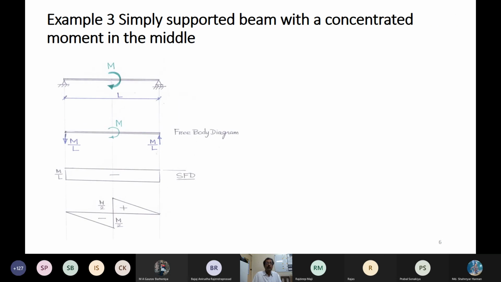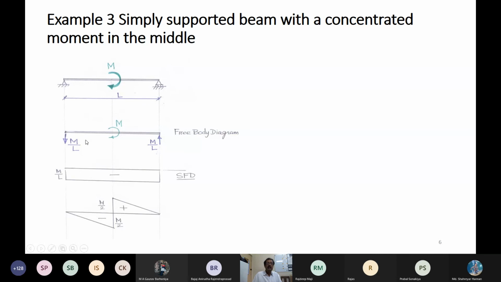Chalo. No more discussion. Look at it. You solve it yourself. The lessons learned. So a moment is applied like this. So counterbalancing forces will be in this direction, and the forces will be m by length. Moment by length is the two forces. You check, m by L into L is m. Now you do again the same thing.